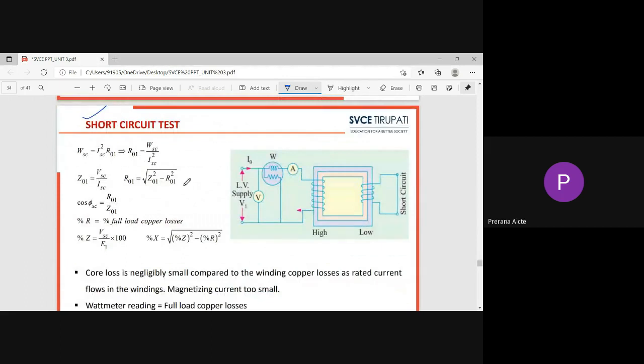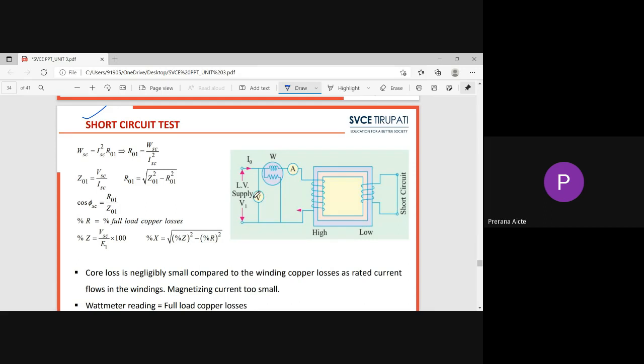Short circuit test. Generally, this short circuit test is conducted on the HV side, the high voltage side, and the low voltage side is short circuited. Why? Because on the high voltage side the ammeter range required is very small when compared to the low voltage side. In this test we apply a reduced voltage, still rated currents flow through the primary as well as secondary windings of the transformer.